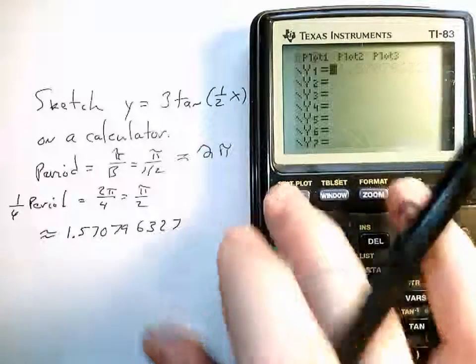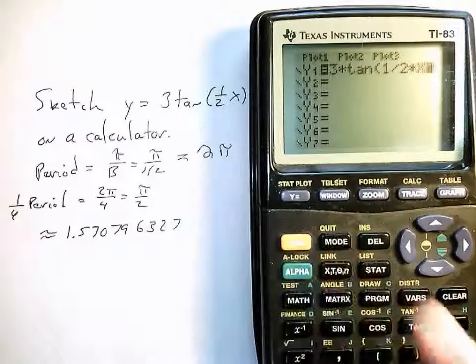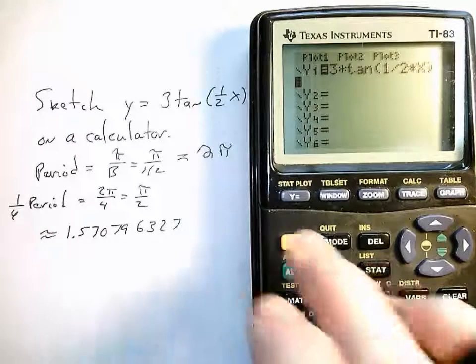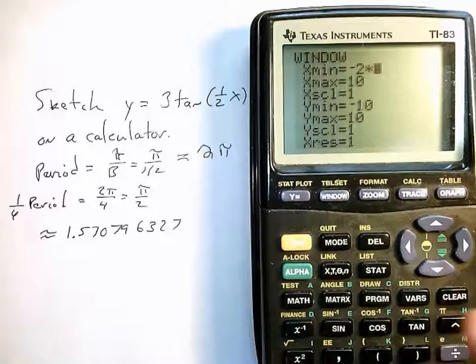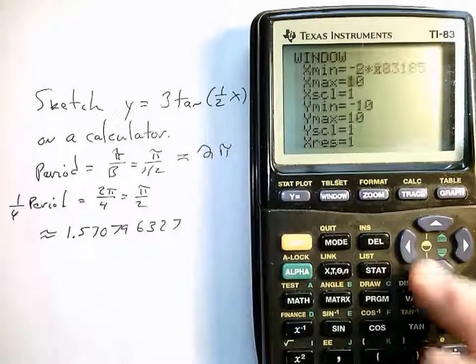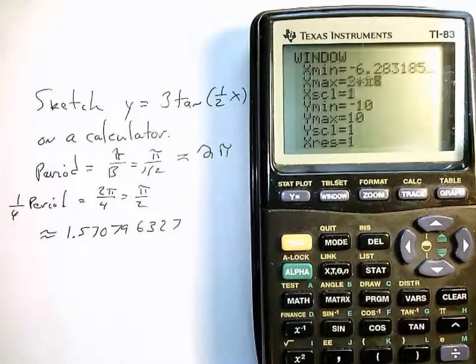So I'll type this function in here. I have 3 times the tangent of 1 divided by 2 times x. And I need the right window. If the period is 2 pi, I might go 2 periods, from negative 2 pi to positive 2 pi. So negative 2 times pi to 2 times pi.